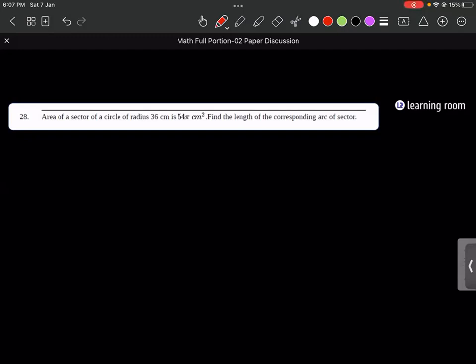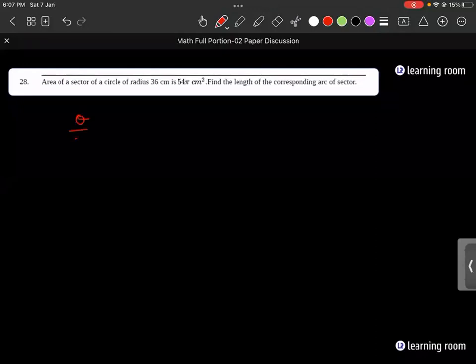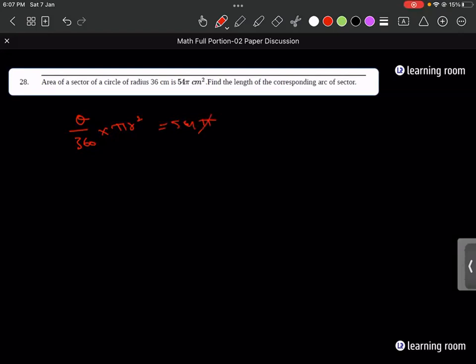The area of the sector of a circle of radius 36 centimeter is 54 pi centimeter square. Find the length of the corresponding arc of the sector. So theta by 360 into pi r square is equal to 54 pi. So pi and pi will get cancelled. r square is 36, so theta by 360 into 36 is equal to 54. This goes 10 times. This goes 2, this is 3 times. So theta will be equal to 30 divided by 2.